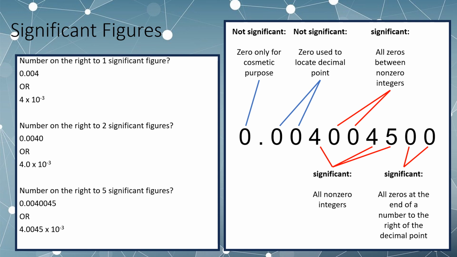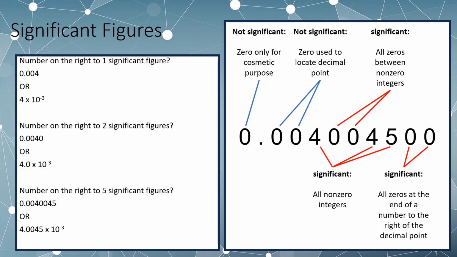So it's just going to be 0.0040, remembering that any trailing zeros are considered significant. That in scientific notation would be 4.0 times 10 to the negative 3. Again, you can see that the 0 is a trailing zero, meaning it's a significant number in that scenario.